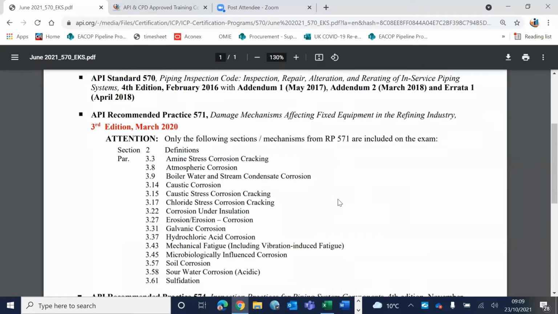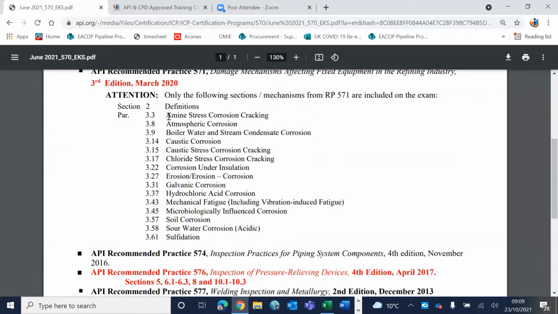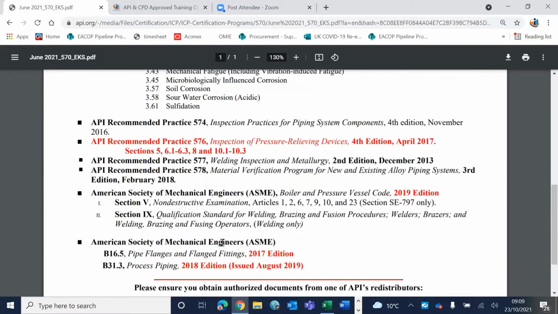571 is the damage mechanism, and there is a list of damages. You don't need to study the whole document. This tells you which sections you need to study, okay? 576, as you can see, is red here. So it's pressure relieving devices. And it also tells you which sections you need to study here: 5, 6, and 10, okay? So they're very particular about what you have to study. Again, you don't need to study the whole document.